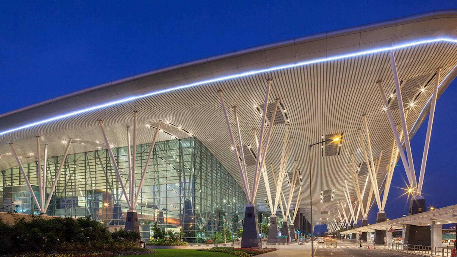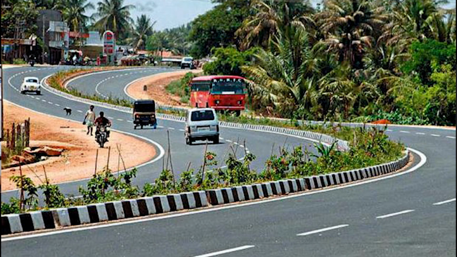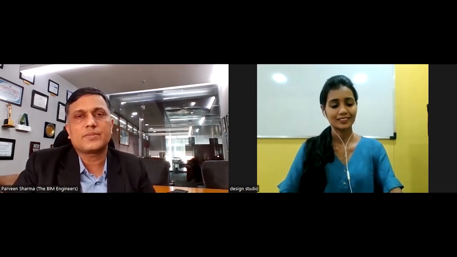Bengaluru Airport is one such project where lots of technology has been used. Very, very interesting project. Even your Bengaluru to Mysore highway is a very interesting case study. They have implemented lots of technologies into that highway project. I really want to know what those technologies are, if you can explain.